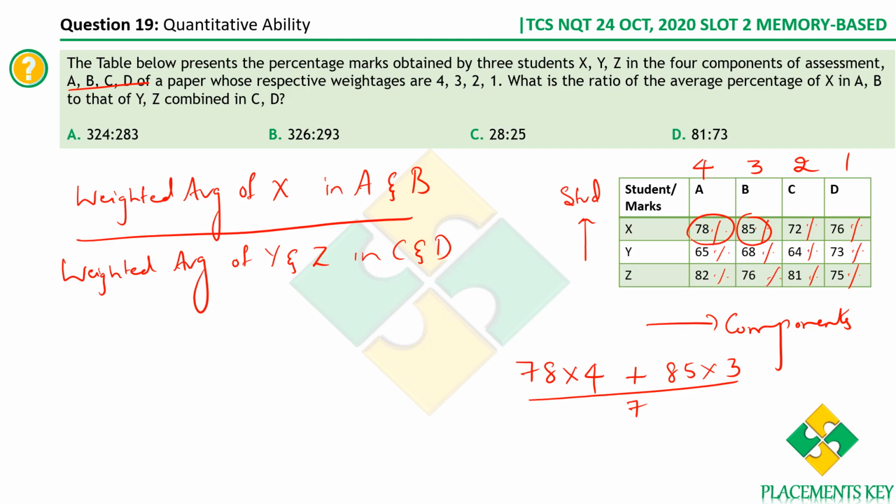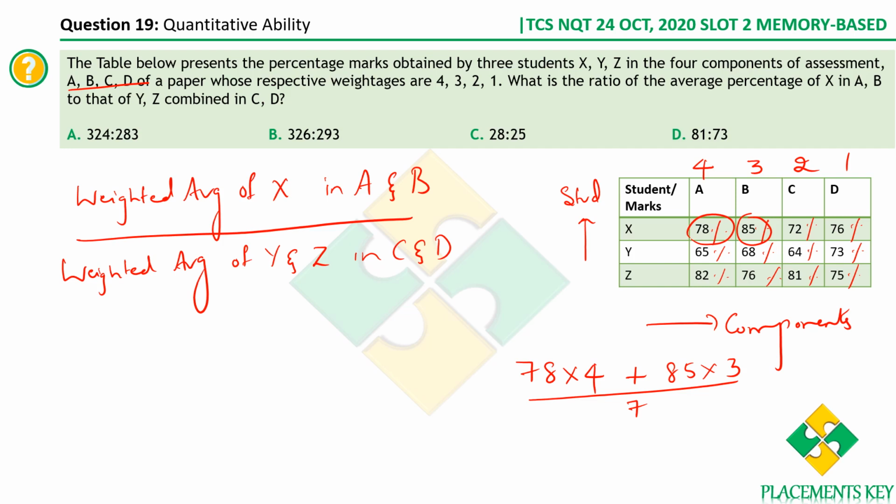See, we are supposed to find the weighted average of X in A and B. So you can't directly take the average as 78 plus 85 by 2. That is incorrect, because they have different weights. Therefore 78 into 4 plus 85 into 3 divided by 4 plus 3. So this is what we are supposed to find.